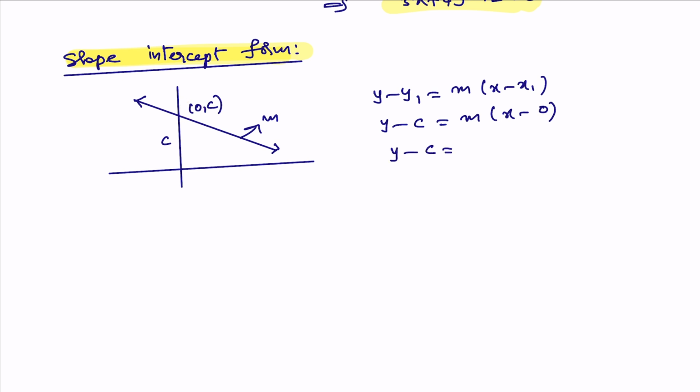Now I'll simplify this. y minus c equal to m into x, mx. So what is y from this? mx plus c. This is known as the slope intercept form of a line. So whenever you see a line equation like this, y equal to mx plus c, m indicates the slope of that line, c indicates the y-intercept of that line.